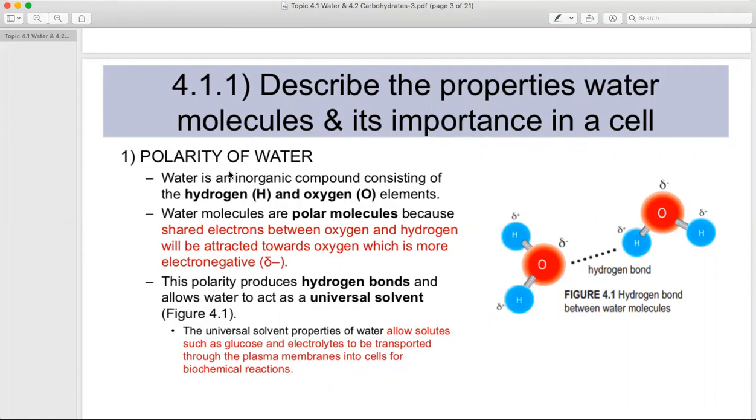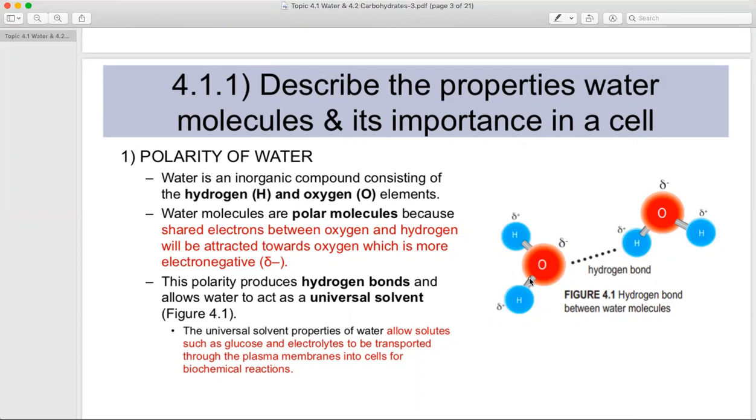So these water molecules are polar molecules. Why? Because it is share electron between oxygen and hydrogen. As you can see here, this is the oxygen atom and this is the hydrogen atom. So between these two atoms, there is a bond here, which is known as hydrogen bond.